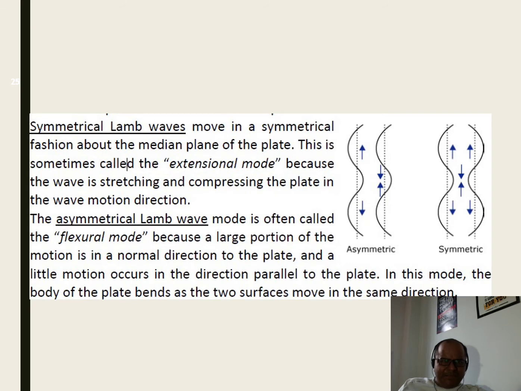This is sometimes called the extension mode because the wave is stretching and compressing the plate in the wave motion direction. The asymmetrical Lamb wave mode is often called the flexural mode because a large portion of the motion is in the normal direction to the plate and a little motion occurs in the direction parallel to the plate. In this mode, the body of the plate bends as the two surfaces move in the same direction.